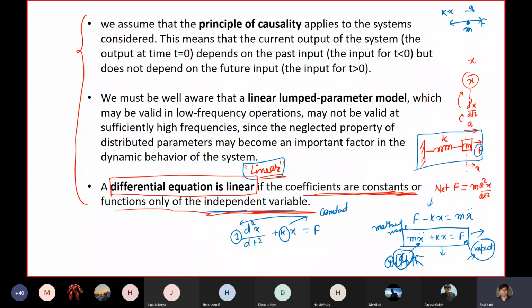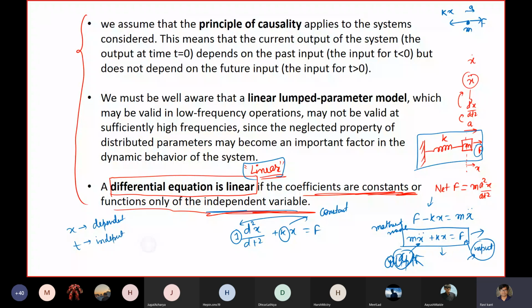Poonam madam might have taught you these things, or the mathematics faculty might have taught you. So you know the classification: linear differential equation, nonlinear differential equation, quasi-linear differential equations. Anybody? Okay, let me tell you, here 1 and k are multiplied with the dependent variable. So x is the dependent variable, and time here is the independent variable.